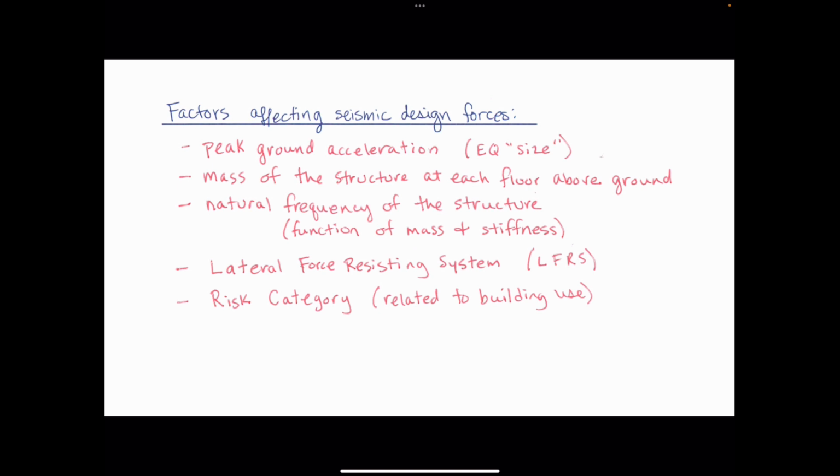So we'll talk about that this week as well. And then finally, the risk category, which is directly tied to the use of the building. So I'll define what those risk categories are shortly.